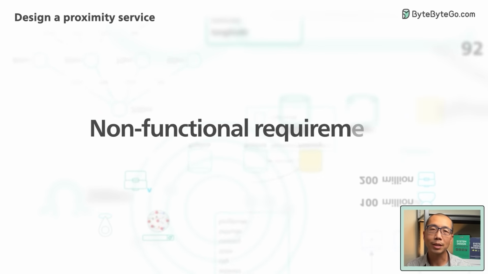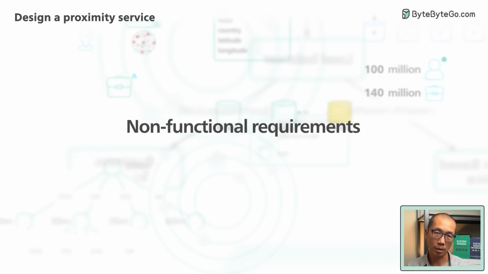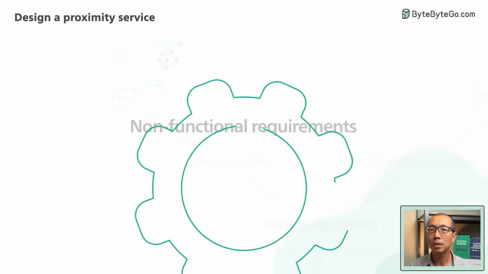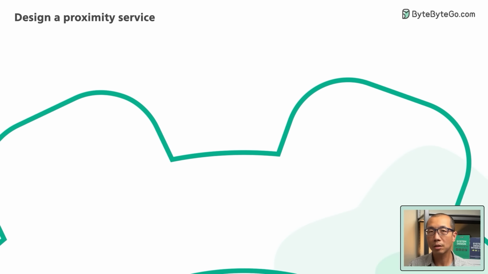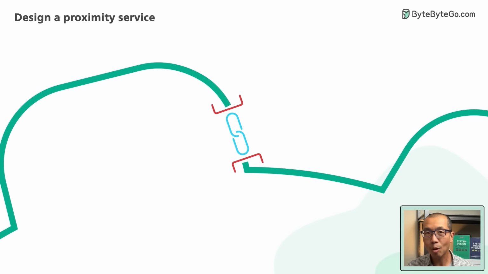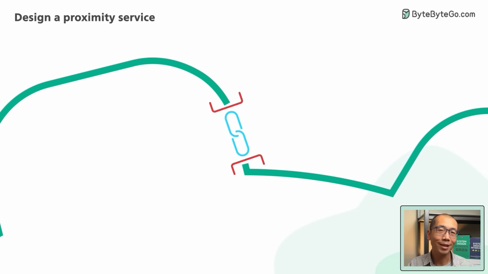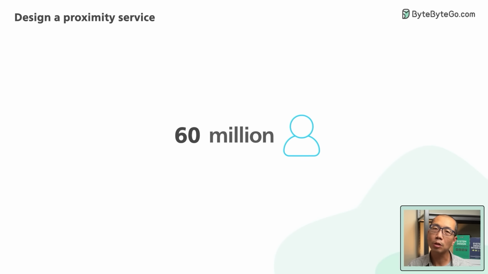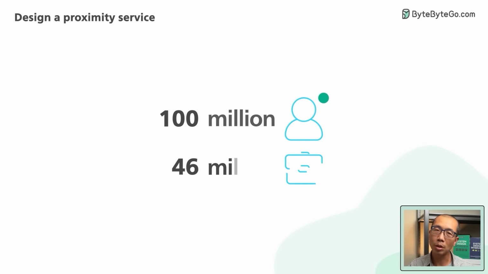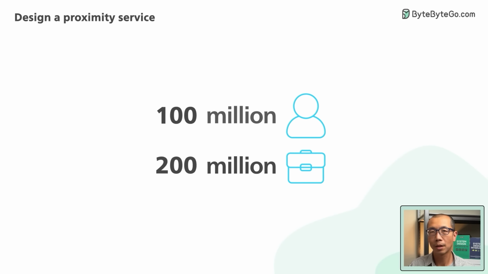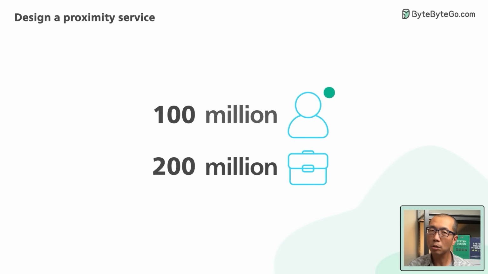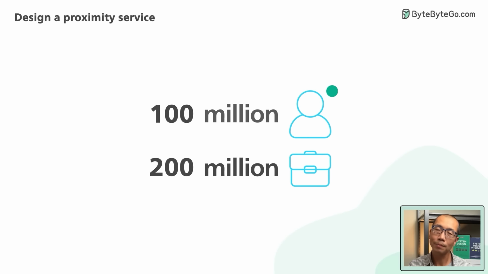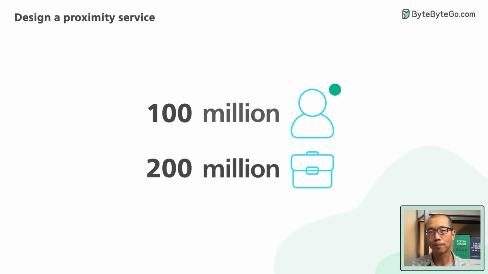Next, it is important to discuss the non-functional requirements. Non-functional requirements place various constraints on the design. These requirements make the design interesting and challenging. Let's assume this review app has 100 million DAU and 200 million businesses. Now, what are some of the important non-functional requirements based on this scale? We came up with the following.